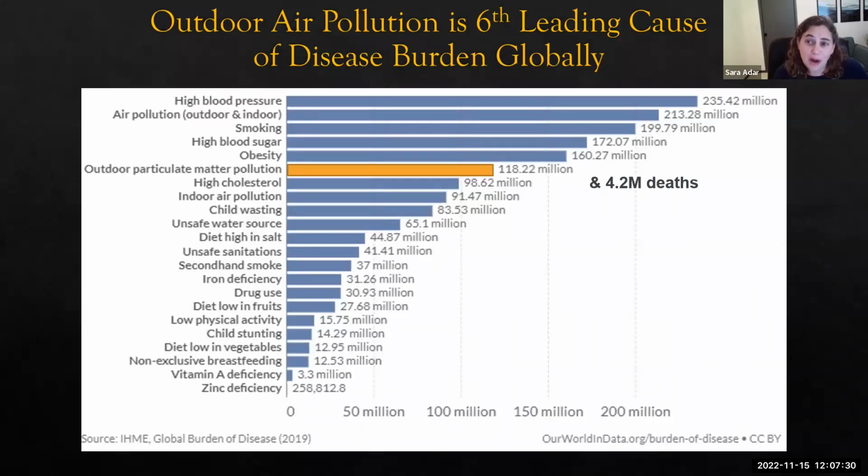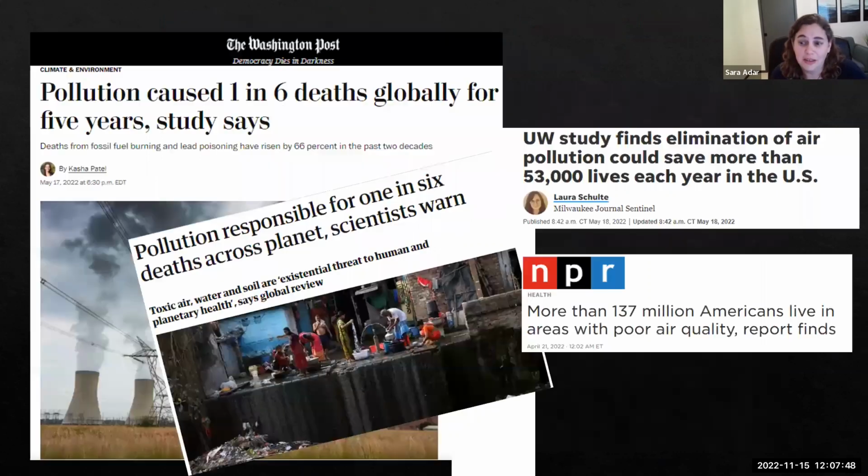So here is a graphic, from the 2019 data from IHME, where they're showing that air pollution is the 6th leading cause of disease globally. It's also been estimated to cause over 4 million premature deaths each year, which, just to give you context, is about the population size of Los Angeles. So we're talking about concentrations in ambient air around the world basically contributing to the population size of Los Angeles dying early each year.